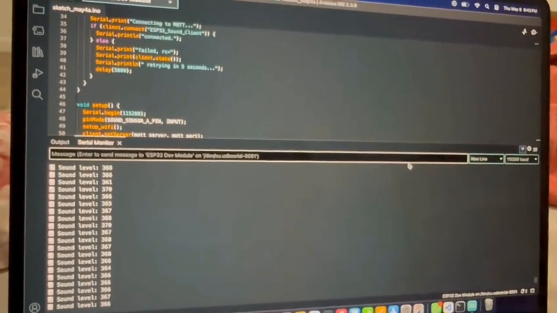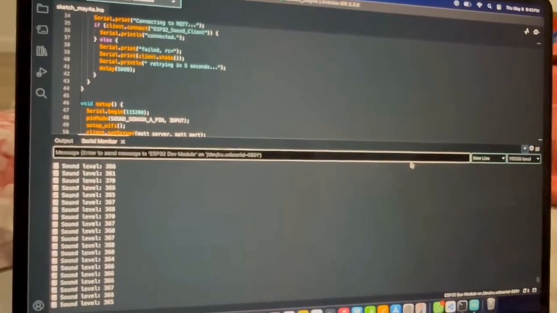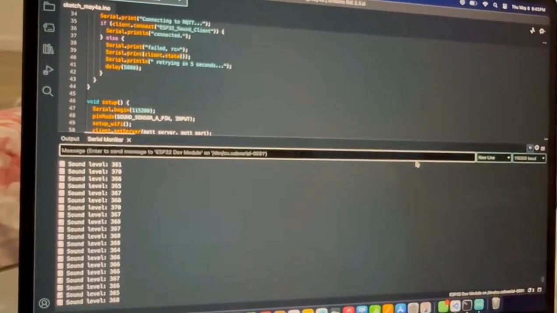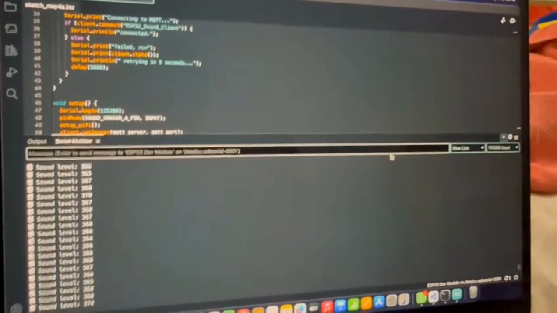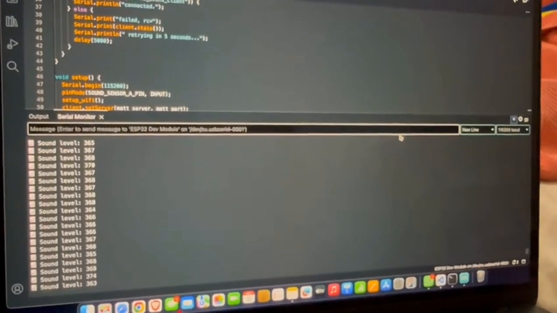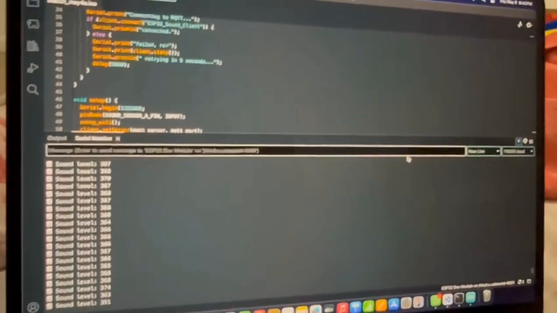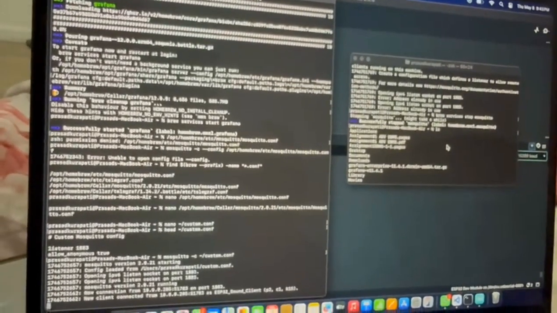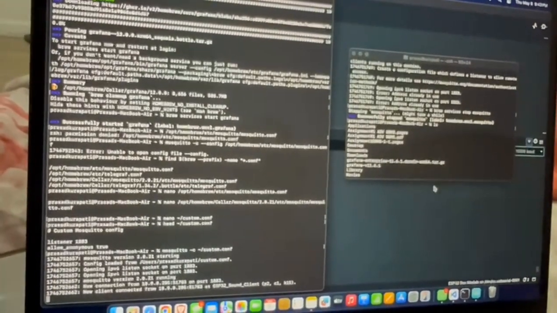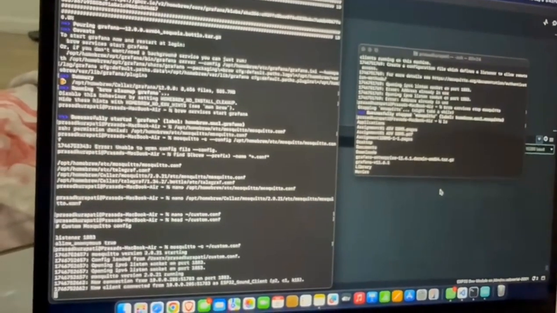After successfully connecting to the local Wi-Fi network, we configured the ESP32 to send the sound data to an MQTT broker. MQTT is a lightweight messaging protocol that is ideal for IoT because it uses low bandwidth and provides a reliable way to send messages from devices to a server or a cloud system.